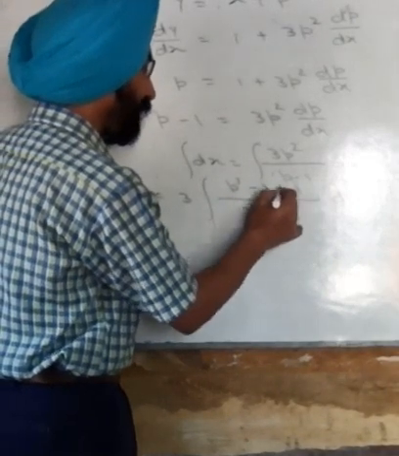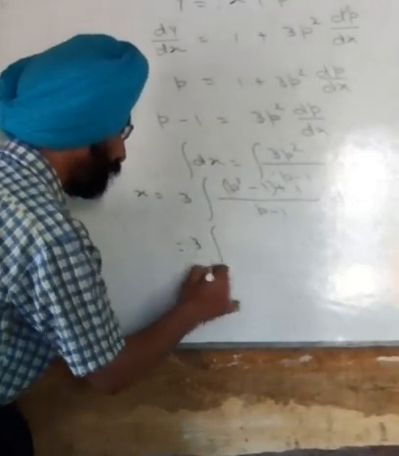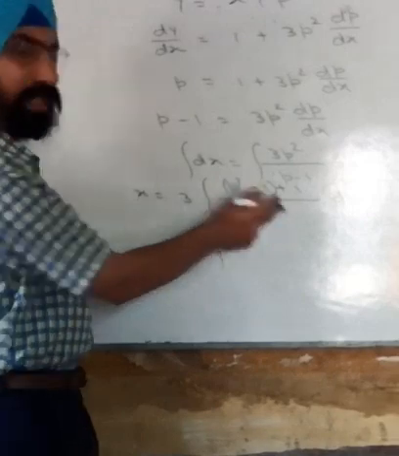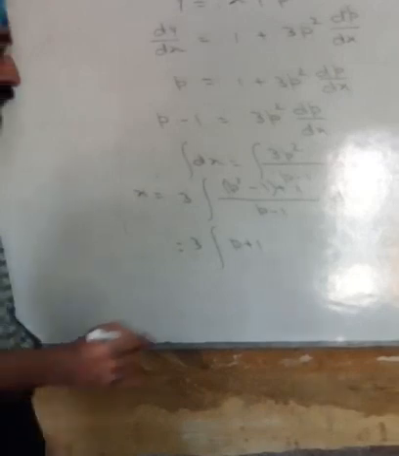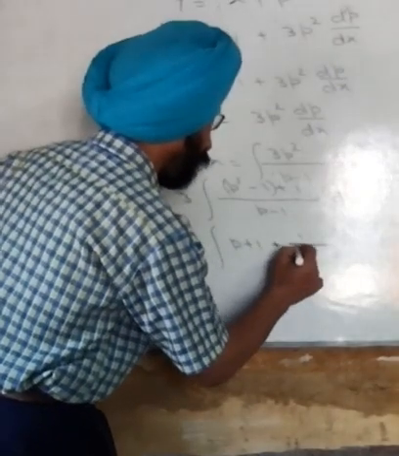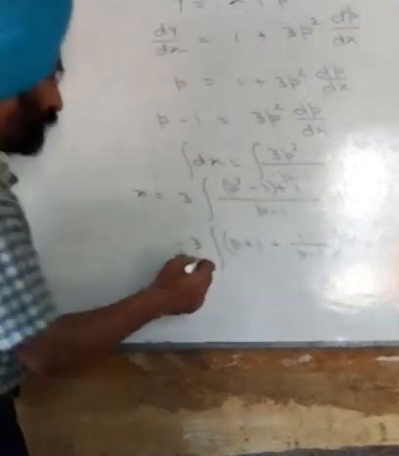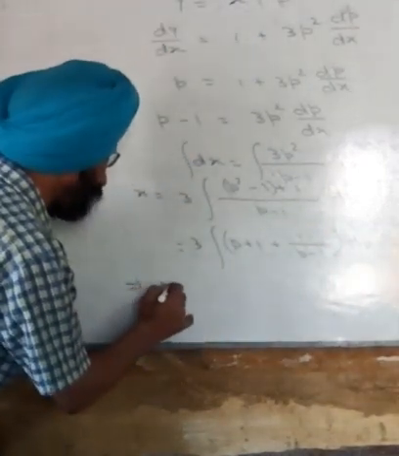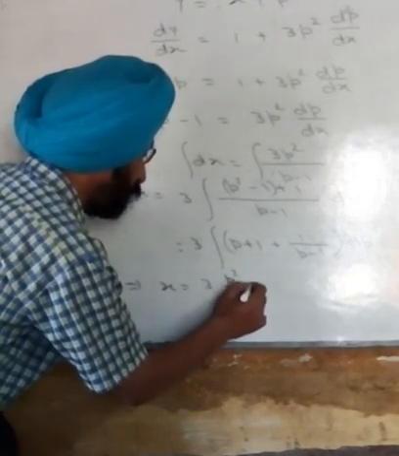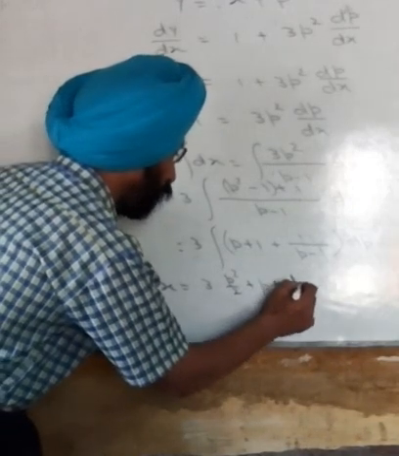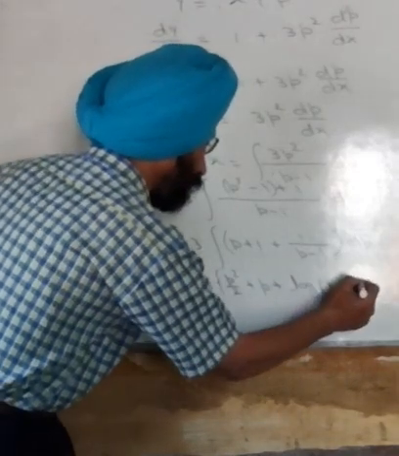Subtracting 1 and adding 1, we will get like this. That means 3 integral of (p square minus 1) upon (p minus 1) is p plus 1, because p minus 1 will be cancelled, plus 1 upon p minus 1 dp. And now the integration is very simple. You will get x is equal to 3, this is p square by 2 plus p plus log of p minus 1. This is the solution.